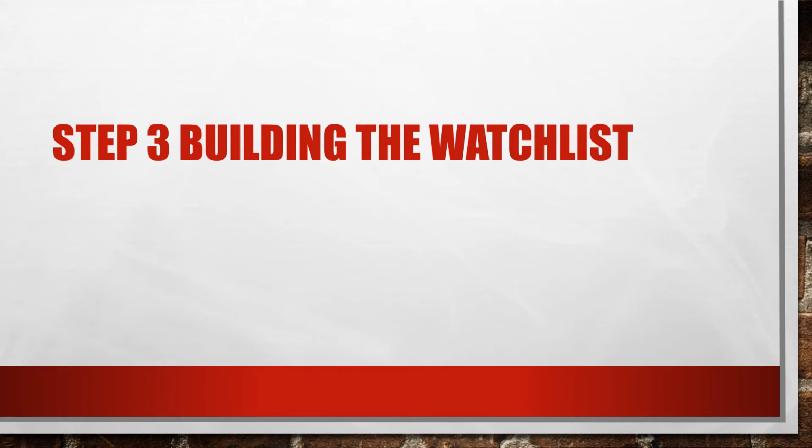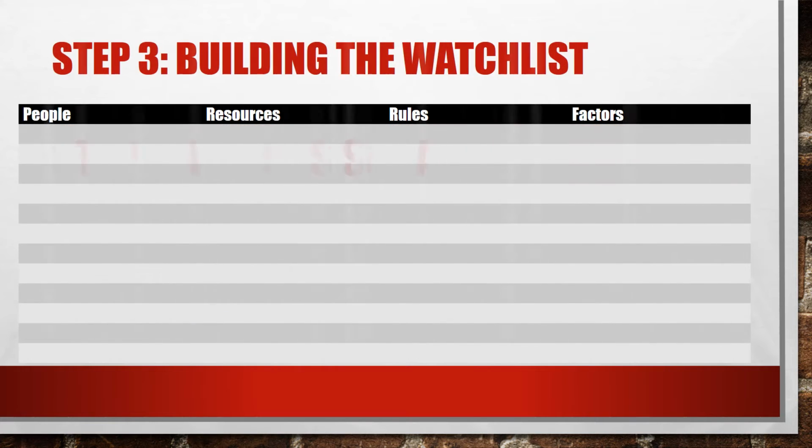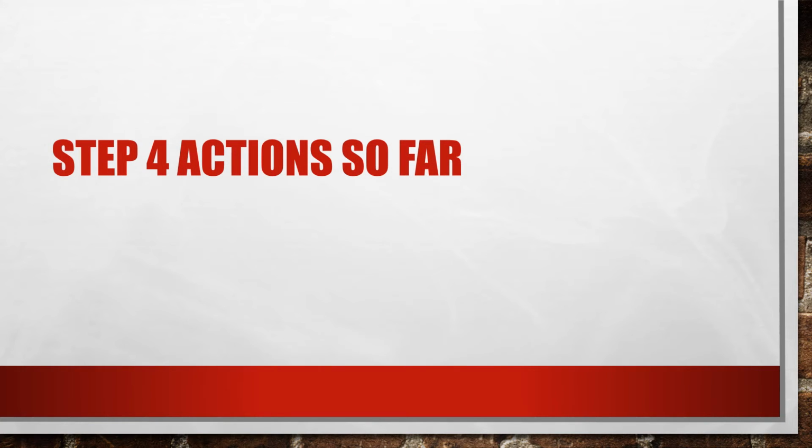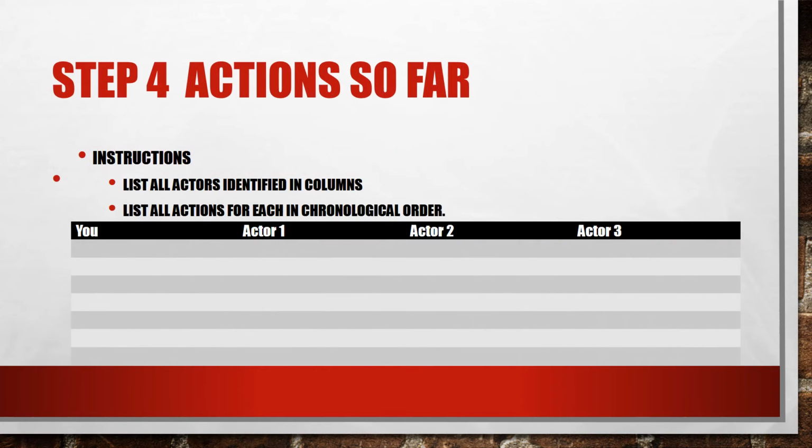We can now move to step 3, building the watch list. We can now move to step 4, actions so far. List all of the actors identified in the columns, and then list all of the actions for each of those actors in chronological order on this actions so far table.